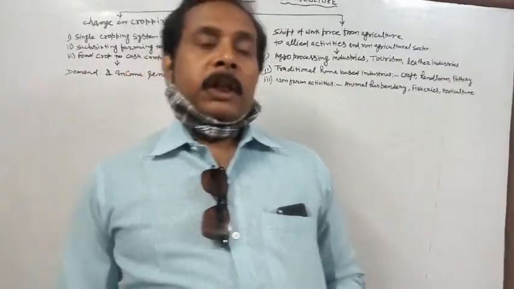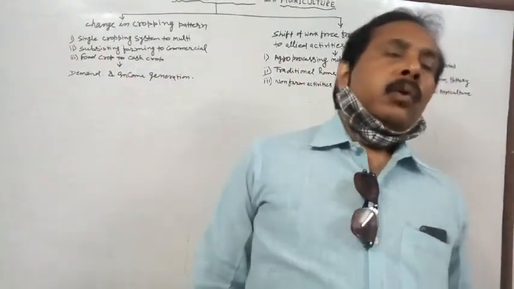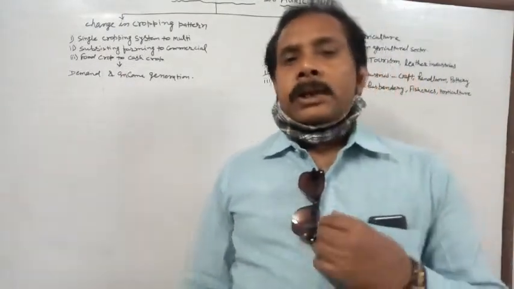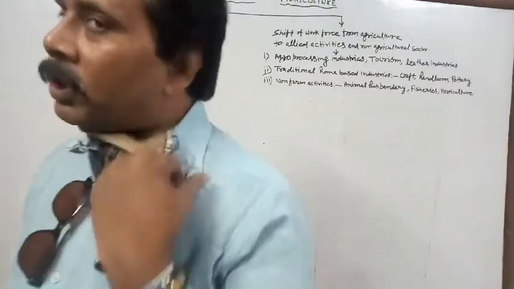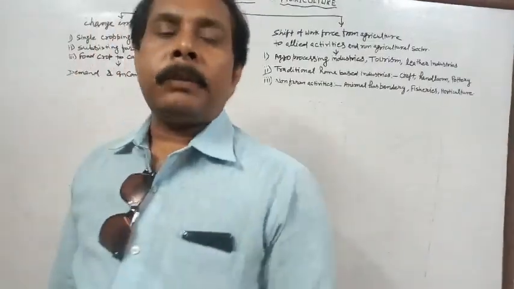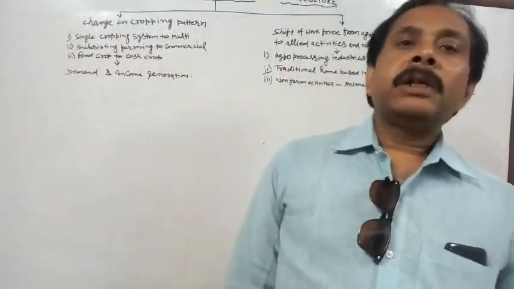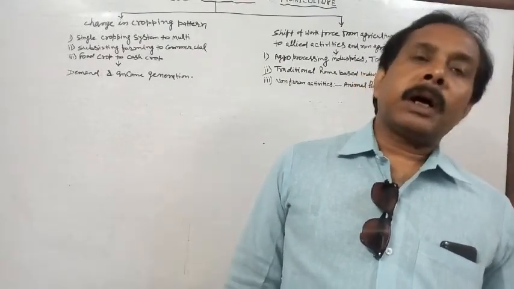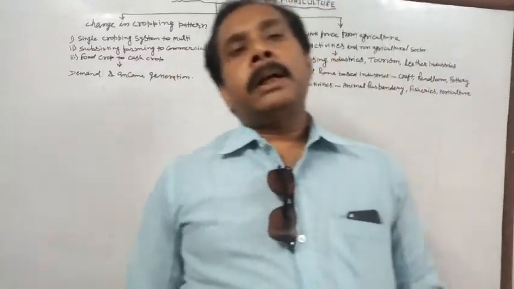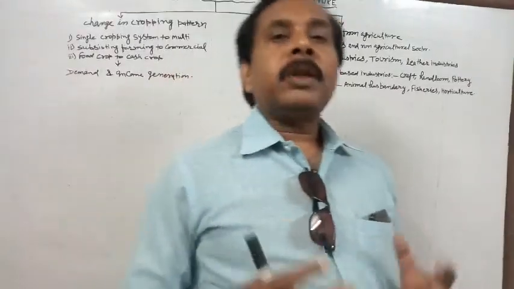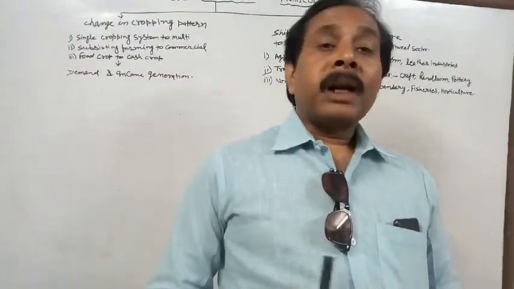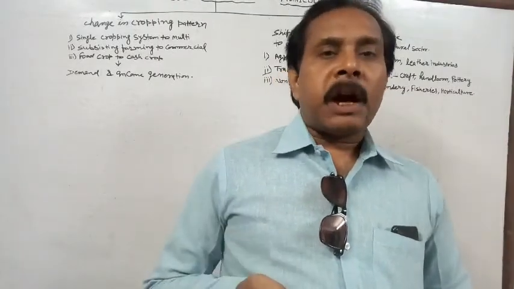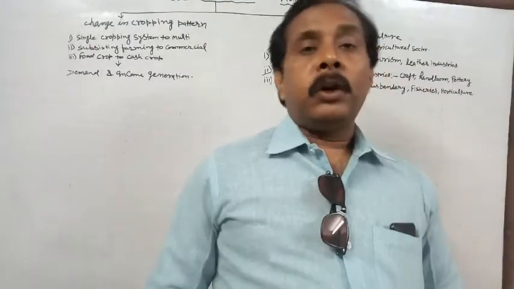Nowadays, or still after independence, no doubt the secondary sector and the tertiary sector have developed, but still most people are living in rural areas. 67% of people are living in rural areas, but the output from agriculture is very low, and productivity is also very low. As a result, they are unable to improve their lifestyle, and their income is very low.